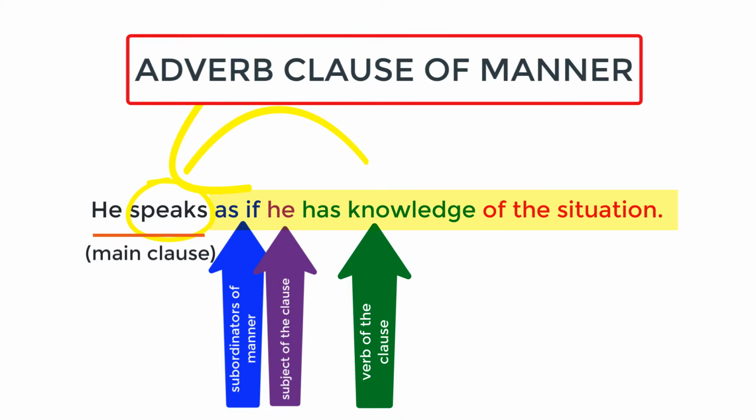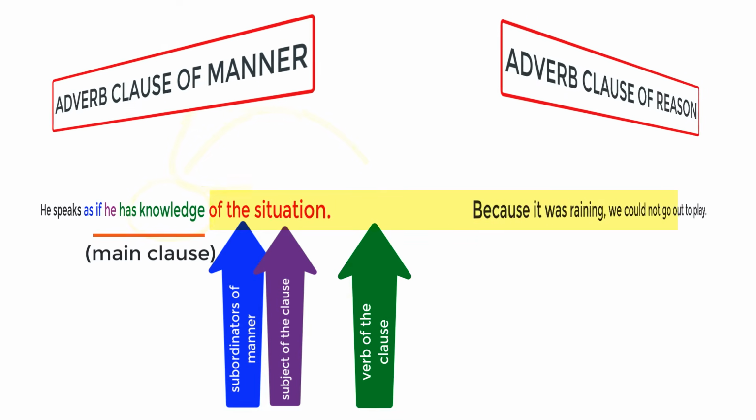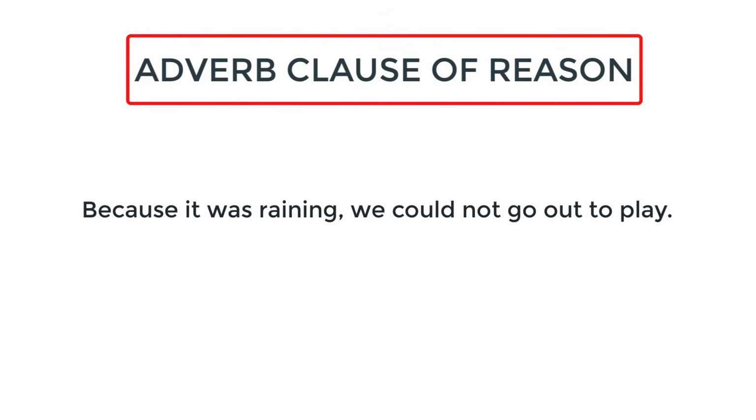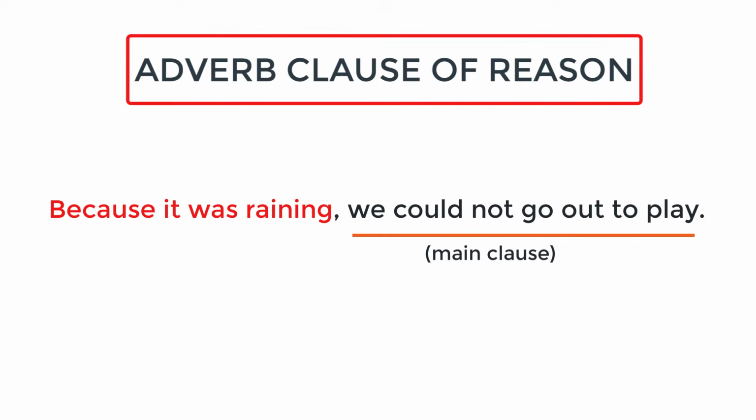Let's go to an adverb clause of reason. Because it was raining, we could not go out to play. In this example, the adverb clause explains why we could not go out to play.